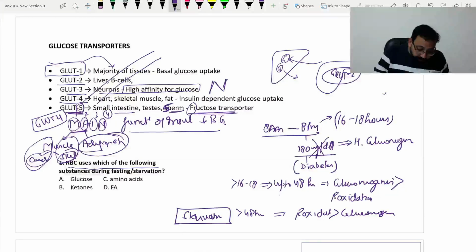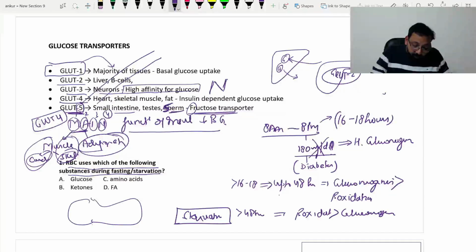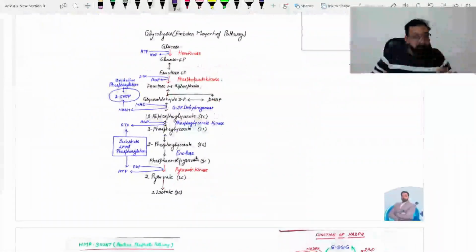RBC uses which of the following substance during fasting and starvation? RBC has no mitochondria, so it utilizes only glucose, glucose, and glucose, nothing else. Okay, glucose. Now, glycolysis, so many questions.